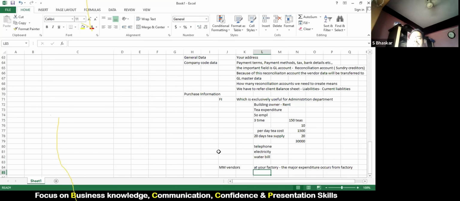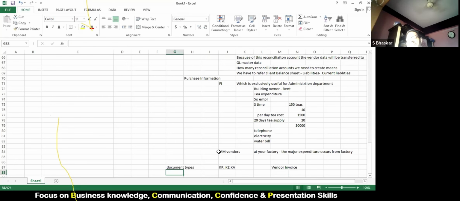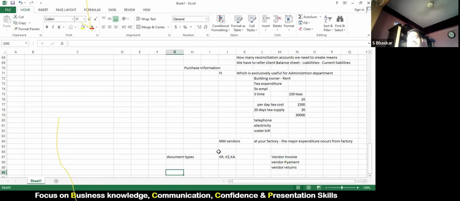Once you have the master data, with the help of document types, we have standard KR, KZ, KA, vendor invoice, vendor payment, vendor returns. By using document types, you are able to segregate the transaction, what type of transaction it is.